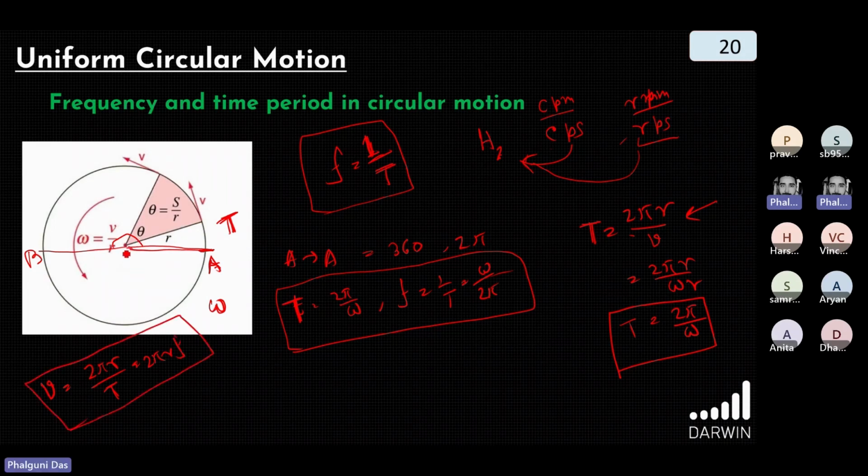This gives us a relation of frequency and linear speed. Next, we can write omega with respect to frequency. Now omega is equal to v by r, and v we got as 2 pi r f, so omega is 2 pi f. This is the relation that gives us the angular speed and frequency.